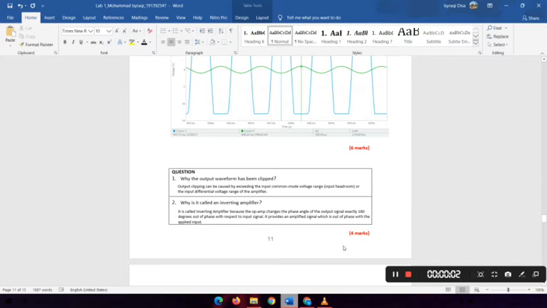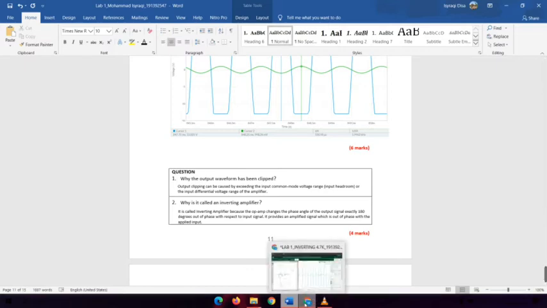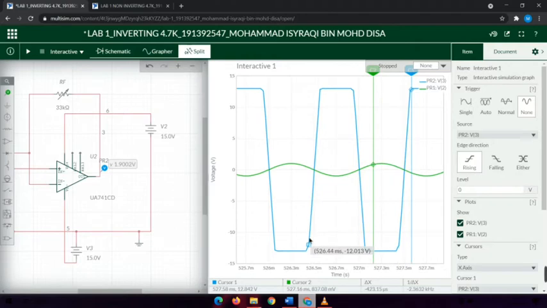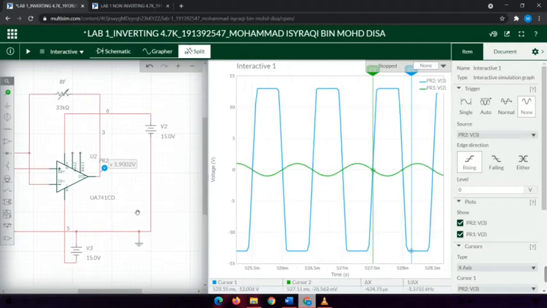I am going to answer question number 1. Why has the output waveform been clipped? Output clipping can be caused by exceeding the input common mode voltage range or the input differential voltage range of the amplifier. What I can explain from the graph is that for 33 kilo ohm there will be clipping on the Vout value. Vin is still the same, but Vout has clipping on the peak of the graph.